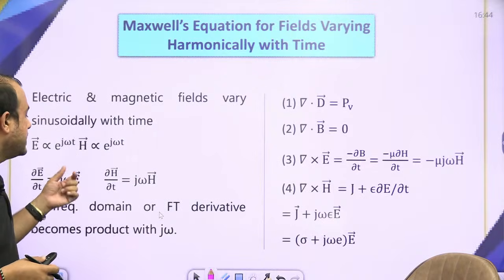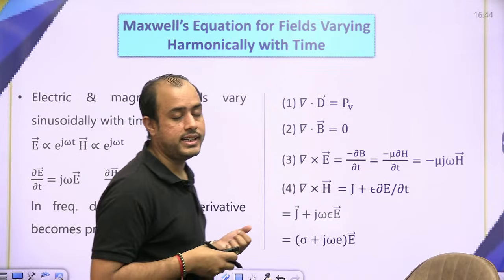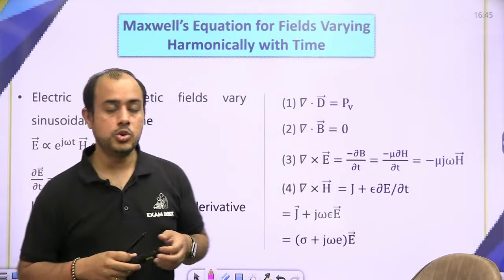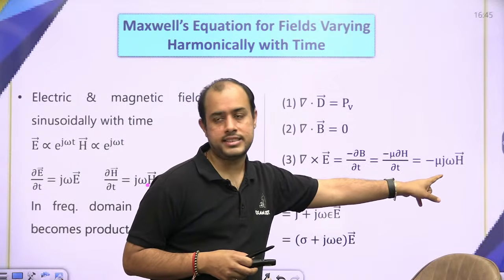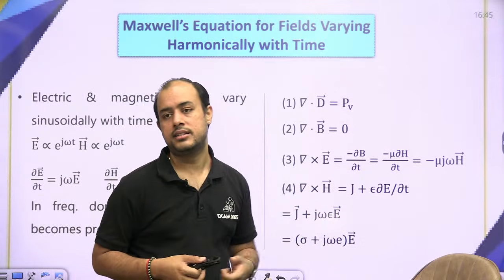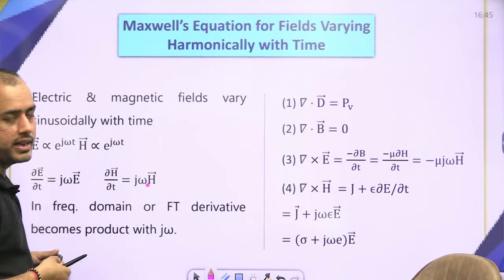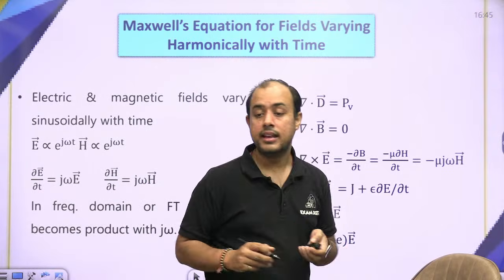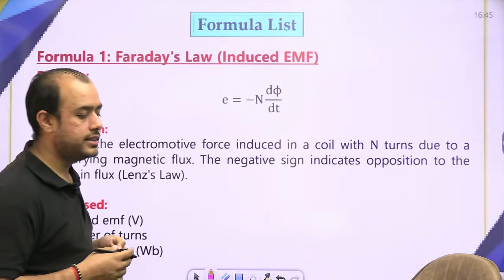Now if the electric and magnetic fields are varying sinusoidally, like e to the power j omega t, then their derivative can be written as j omega. Like you do in Fourier, d by dt is replaced by j omega. So if you do that, you can modify Faraday's law. Del B by del t will become j omega mu H, and del E by del t will become j omega epsilon E. So what did you do? You replaced the derivative with j omega. It is only possible if E and H are varying like sinusoids or e to the power j omega t.